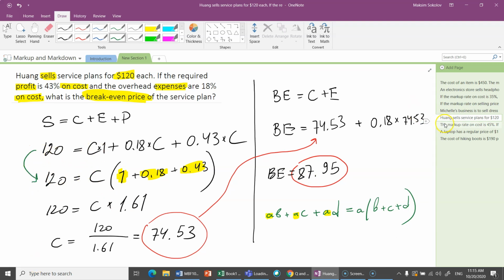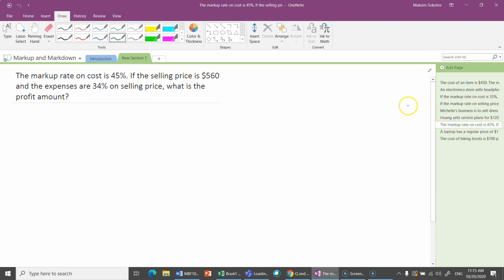Okay. All right, let's go ahead to explore another problem now. The markup rate on cost is 45%. If the selling price is $560 and the expenses are 34% on selling price, what is the profit amount? Well, in order to find profit amount, we need to find for sure cost, and then we need to add expense on top of cost. So we need to find break-even price, and that break-even price will help us to find the profit amount when we compare it with the selling price. Let's just go in order and solve this problem for the cost.